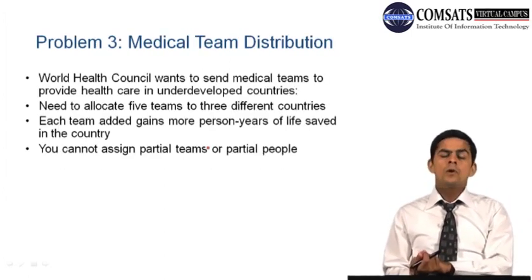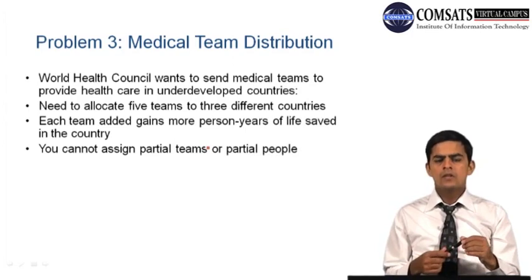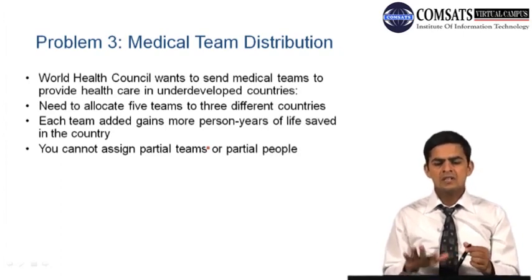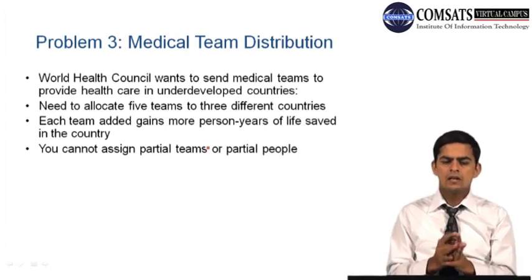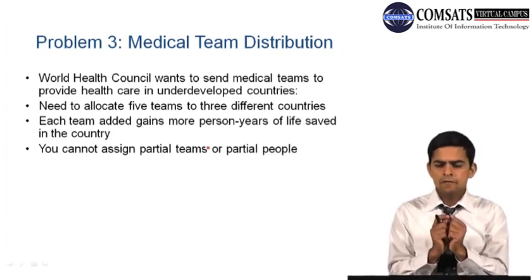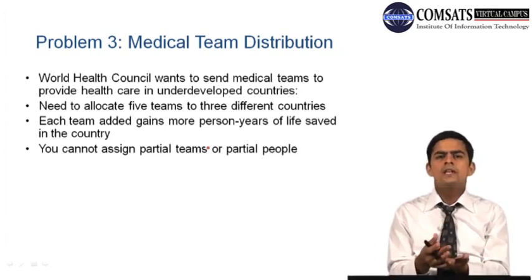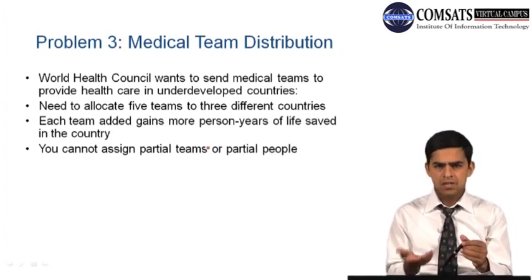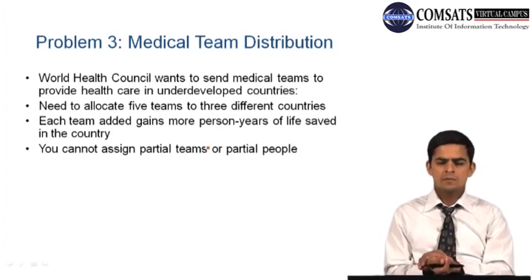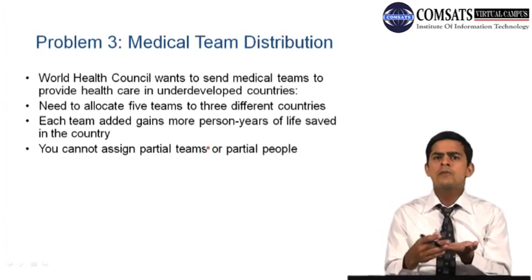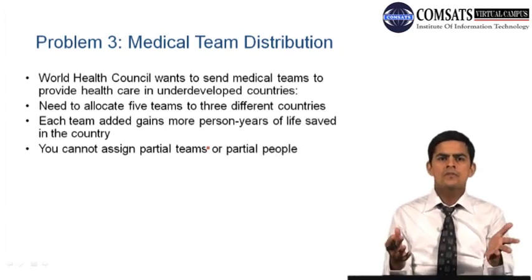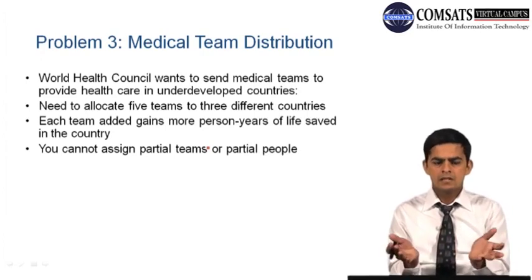Okay, there is another problem. You are familiar with the World Health Council, so it's a medical team distribution problem. They usually send medical teams to underdeveloped countries, right? So there are World Health Council or organization teams that are sent to certain underdeveloped countries. They go there and set up medical camps and help the people in need. There are only 5 medical teams available. In each medical team, there will be a couple of doctors, a nurse, helping staff, and transportation staff. So all of these people will be in a medical team, right?